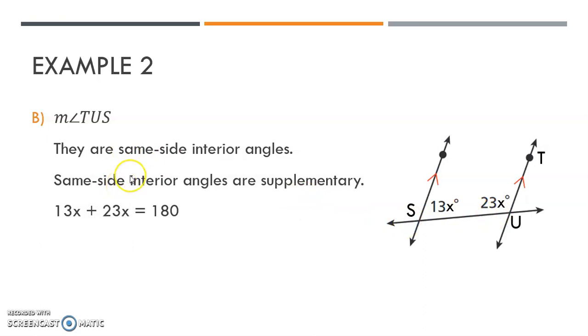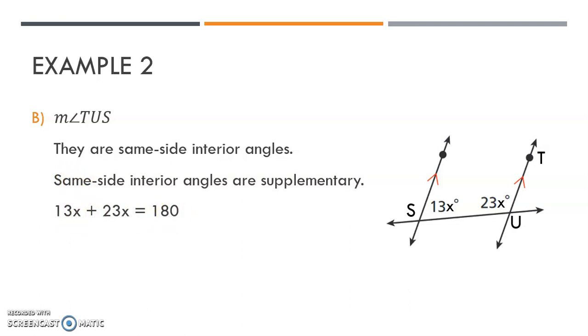Inevitably, same side interior angles comes up and people write 13x equals 23x, and then they have trouble solving it, and then they say, well, it was too hard. But really, they just didn't go through the steps. What kind of angles are they? What do you know about them? Then write an equation. Okay, so this is the equation to solve.